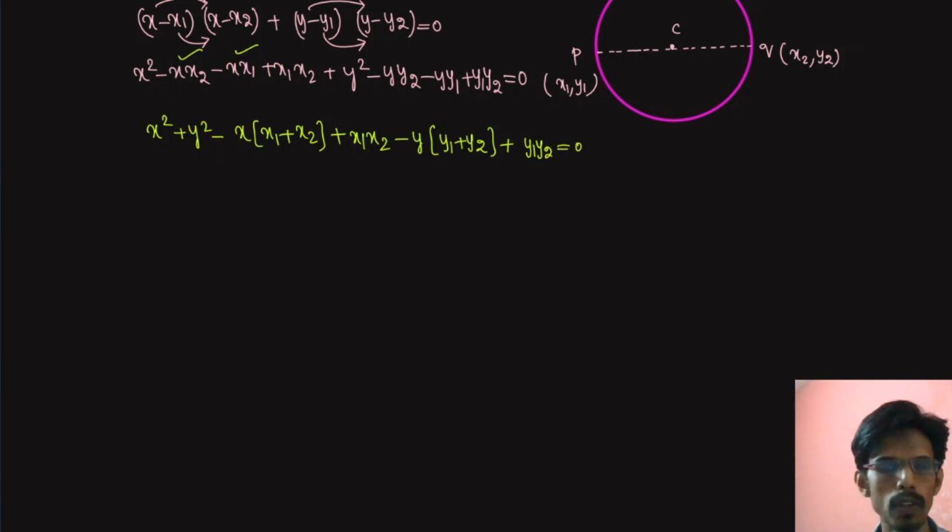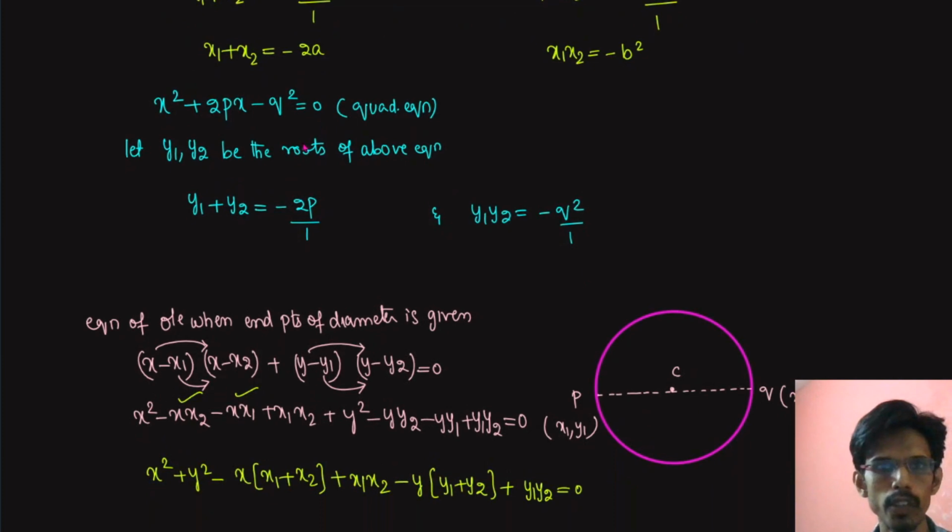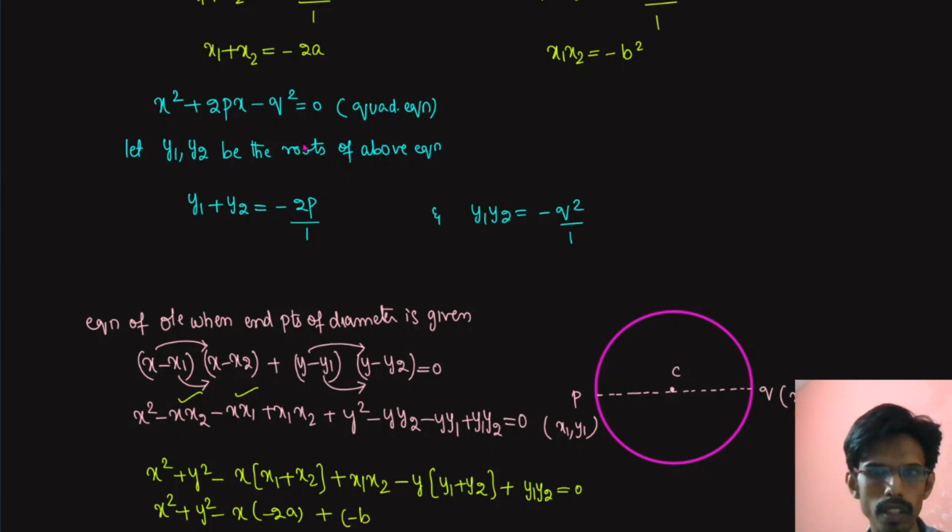We know these values from the equations. We have x1 x2 is minus 2a, so this equation will become x square plus y square minus x into x1 plus x2 is minus 2a, sum of the root. Product of the root is minus b square minus y into y1 plus y2 is 2p. Product of the root is minus q square equal to 0.